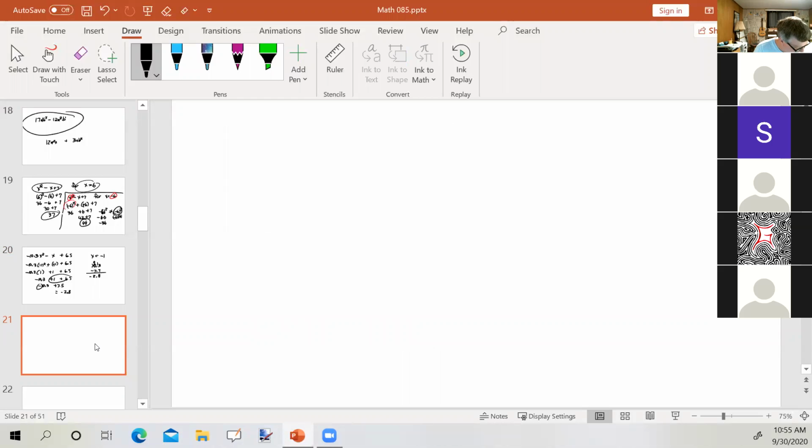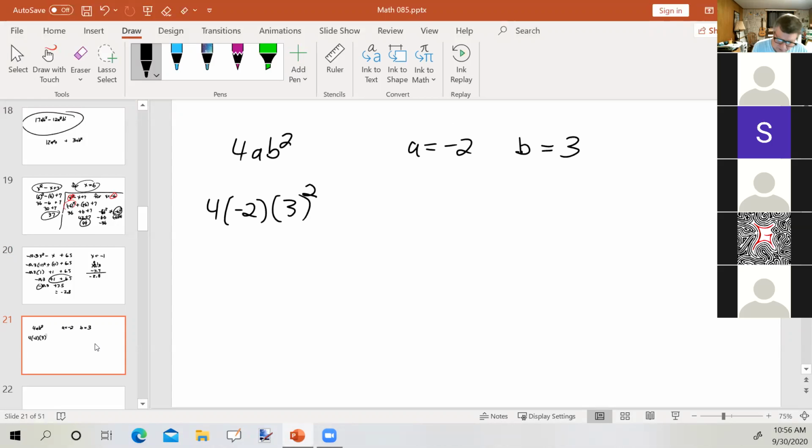Evaluate this polynomial: 4ab squared, where a is negative 2 and b is 3. So we're going to get 4 times negative 2 times 3 squared. Again, put parentheses around the substitution. So negative 2 is parenthesized, because if you wrote this 4 minus 2, 3 squared, people are going to think that's 4 minus 23 squared, and it's not. So be careful.